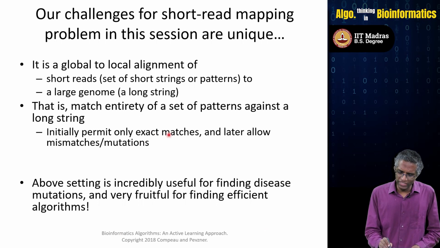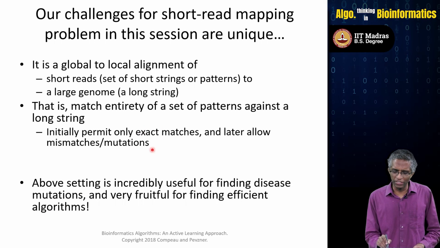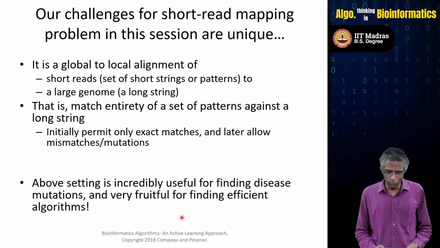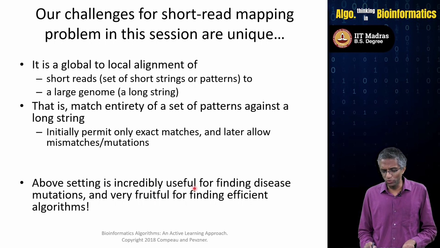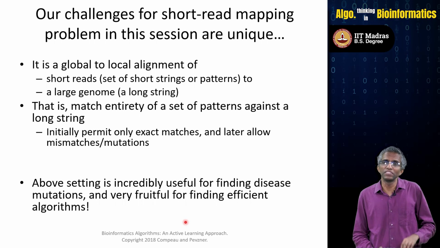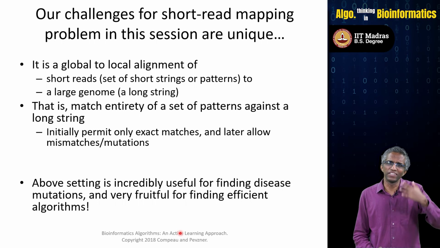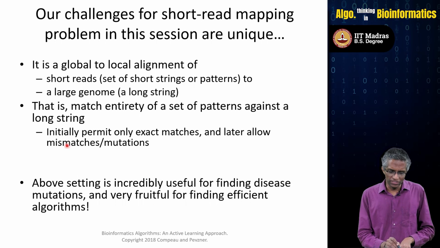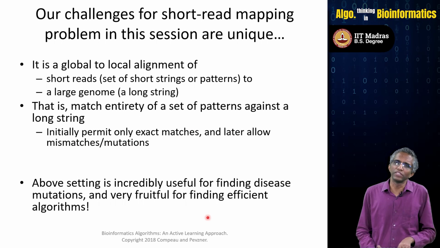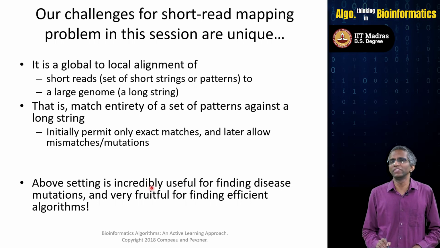Allowing only exact matches and later allowing mismatches or mutations may seem limiting to the power of the problem, but it will turn out to be incredibly useful for finding disease mutations, because even with this simplification, we can find disease-causing mutations. Many of the mutations are not insertions or deletions, they are single point mutations. So by just considering exact matches initially and later allowing mismatches, we will be able to find these mutations. So it is very practical in the context of finding disease mutations.